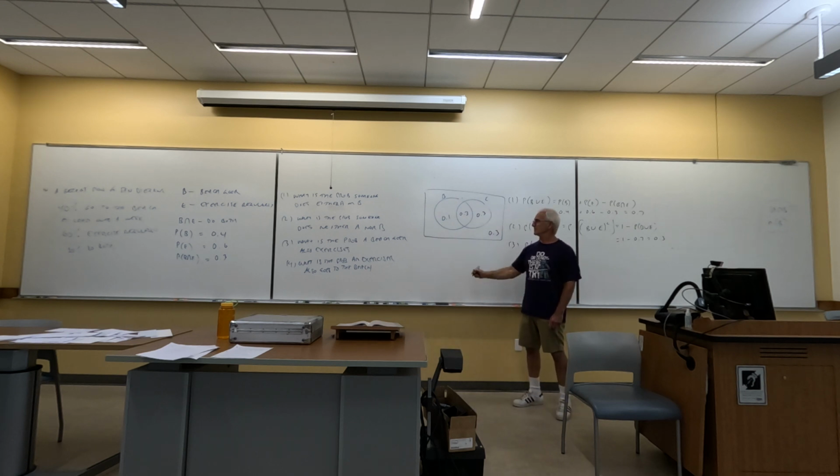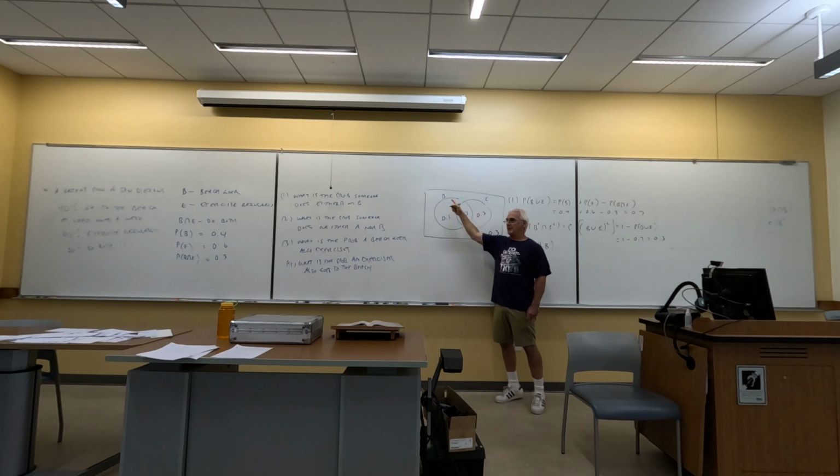Just give me a common sense answer. Look at this circle. I know they go to the beach. What's the probability they exercise? That's most of them, isn't it? I mean, most of the beachgoers are exercisers.